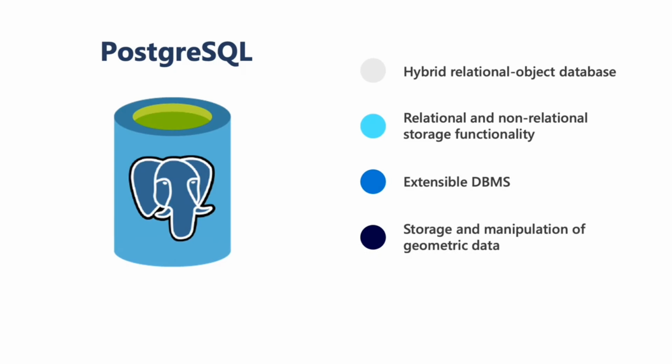You can add code modules to the database, which can be run by queries. Another key feature is the ability to store and manipulate geometric data, such as lines, circles, and polygons. PostgreSQL has its own query language called PL/pgSQL. This language is a variant of the standard relational query language SQL, with features that enable you to write stored procedures that run inside the database.